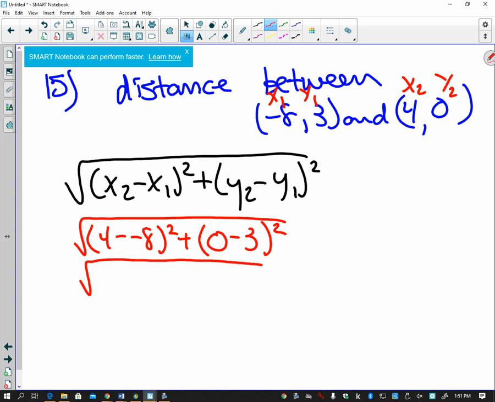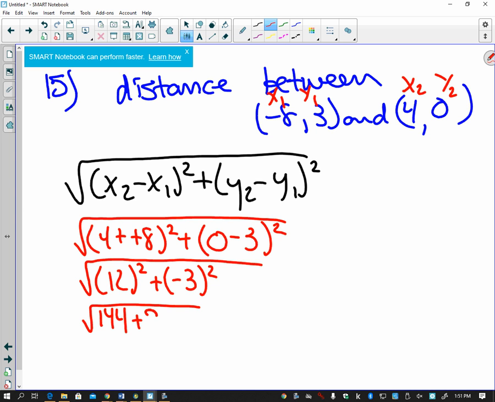No, positive 12, because plus 12 squared. Okay, 0 minus 3 is -3 squared. We got 144 plus 9. What do you get with 144 plus 9? 153?